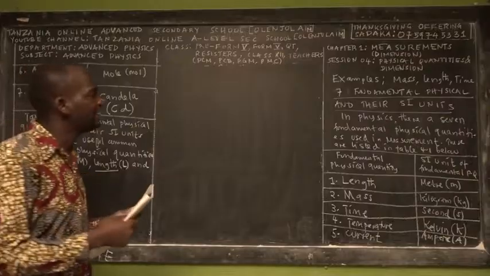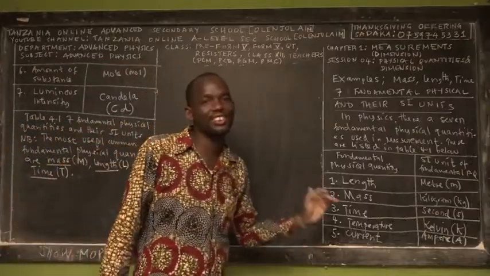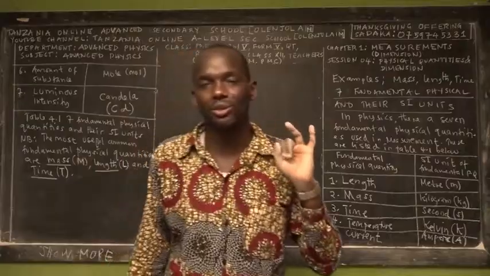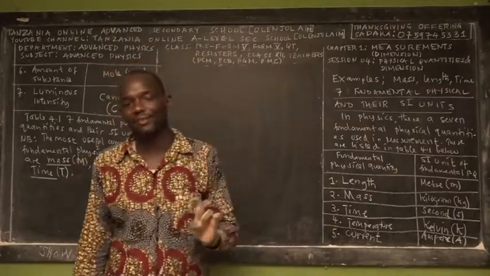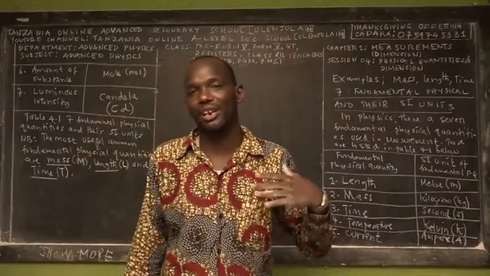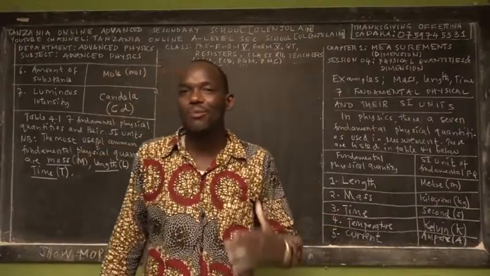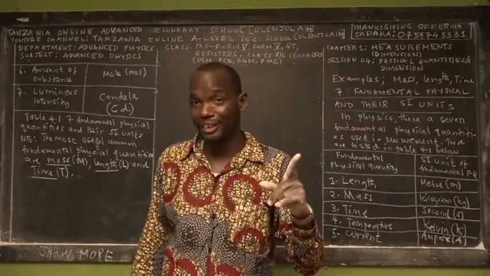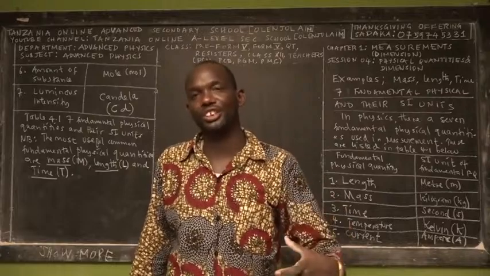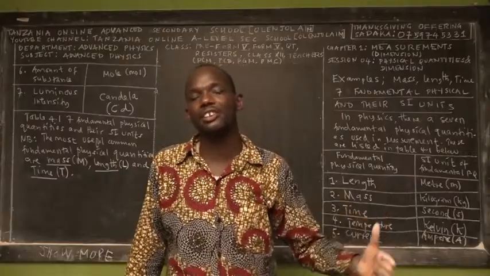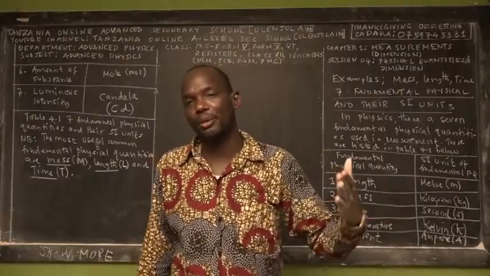Right now, ladies and gentlemen, I've mentioned that in physics you have 2 types of physical quantities: fundamental physical quantity and derived physical quantity. I have told you about fundamental physical quantity. Allow me now to remind you about derived physical quantities, then we go into detail of the second part of session 4, which is all about dimension.